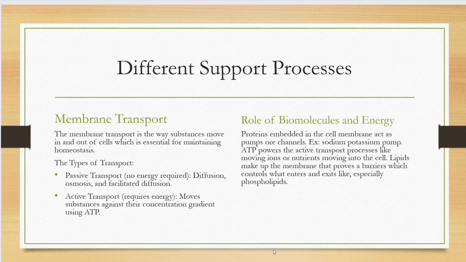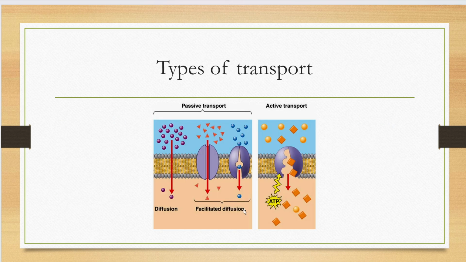So these are the different support processes, which is the membrane transport. Membrane transport is the way substances move in and out of cells, which is essential for maintaining homeostasis. In this picture right here, I'm going to be explaining both of the membrane transports, which are passive transport and active transport.